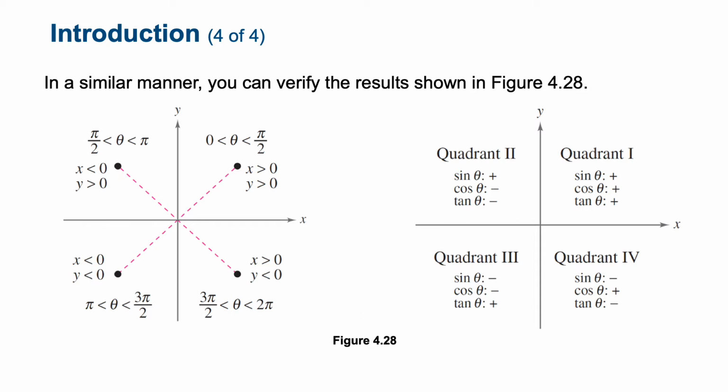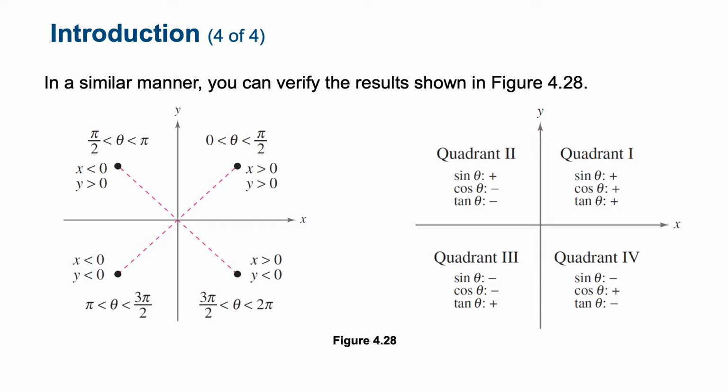So quadrant 3, notice that x is negative, right? Any point that will be in quadrant 3 has the following properties: x will be negative, y will be negative, and theta will be between pi and 3 pi over 2. And then quadrant 4, notice that any point in quadrant 4 will have a positive value for x and a negative value for y. It doesn't matter which point it is, as long as it's in the quadrant. And then theta is, of course, between 3 pi over 2 and 2 pi.